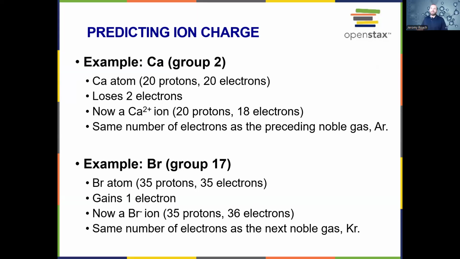Calcium is in group 2. It has 20 protons and 20 electrons. When it loses 2 electrons, it becomes calcium 2+. Now it has the same number of electrons as argon does. Let's take a look at that on the periodic table.